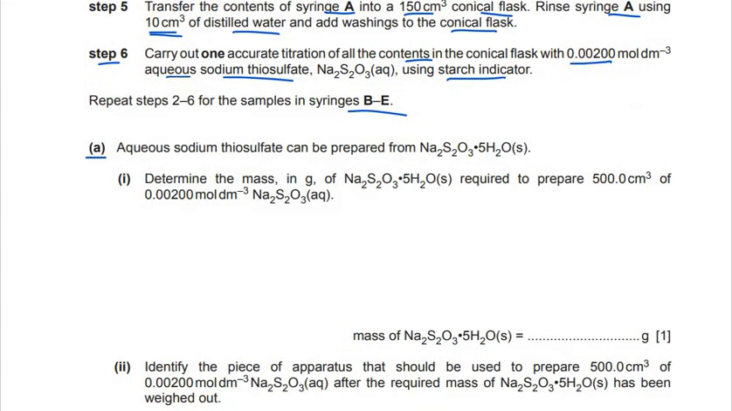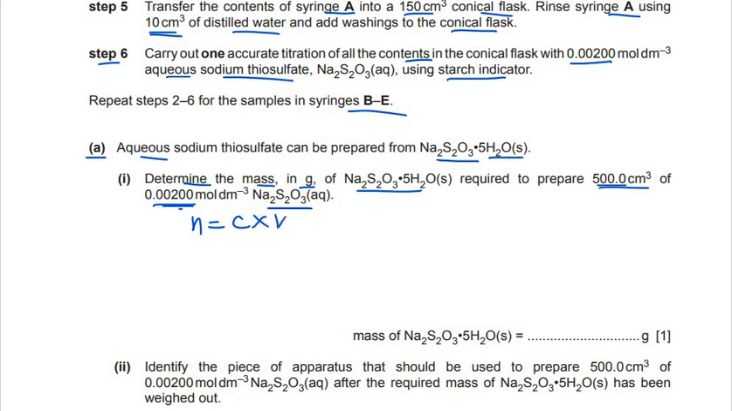Now the first sub question is that aqueous sodium thiosulfate can be prepared from Na2S2O3.5H2O. Here determine the mass in grams of sodium thiosulfate.5H2O required to prepare 500 cm³ of 0.002 moles per dm³ sodium thiosulfate. So if we are using this concentration, we need to find out the mass, and we are preparing 500 cm³ of sodium thiosulfate. So we have got the concentration and the volume. We can find out the moles. Moles is equal to concentration into volume.